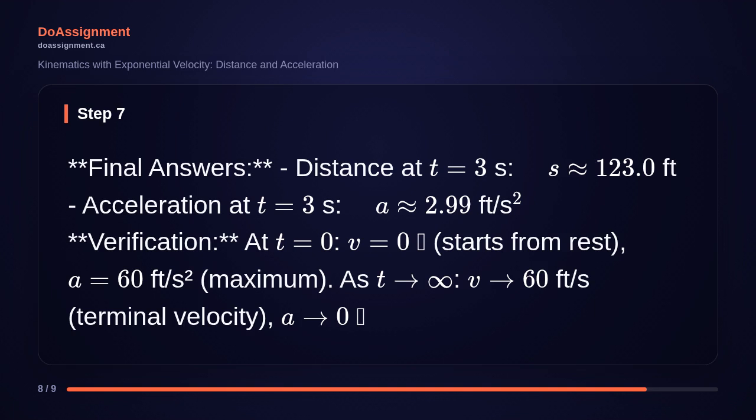As a quick check, at time 0, the velocity is 0, confirming the train starts from rest, and as time grows large, the velocity approaches 60 feet per second, while the acceleration approaches 0, both of which make physical sense.